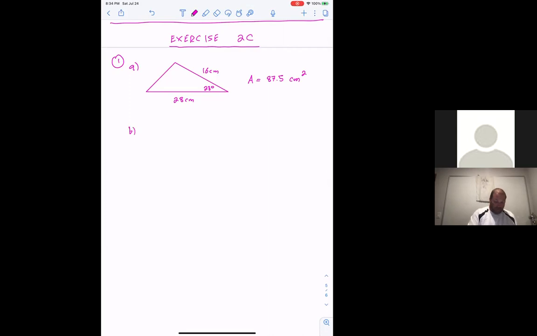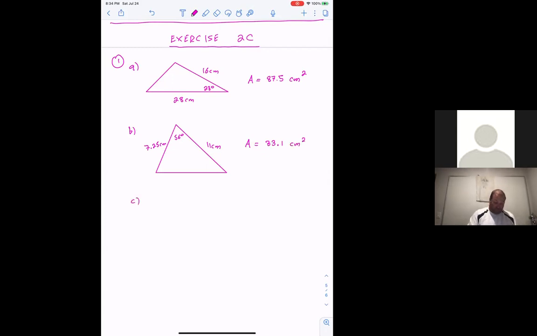B, another triangle. This one's shaped differently. This one is 7.25 centimeters. This one is 11 centimeters. And we have an angle in between of 56 degrees. Pause. So this one's exactly the same. I mean, the numbers are different, but the approach is exactly the same. 1/2 times 7.25 times 11 times the sine of 56 degrees gives us to 3 sig figs 33.1 square centimeters.